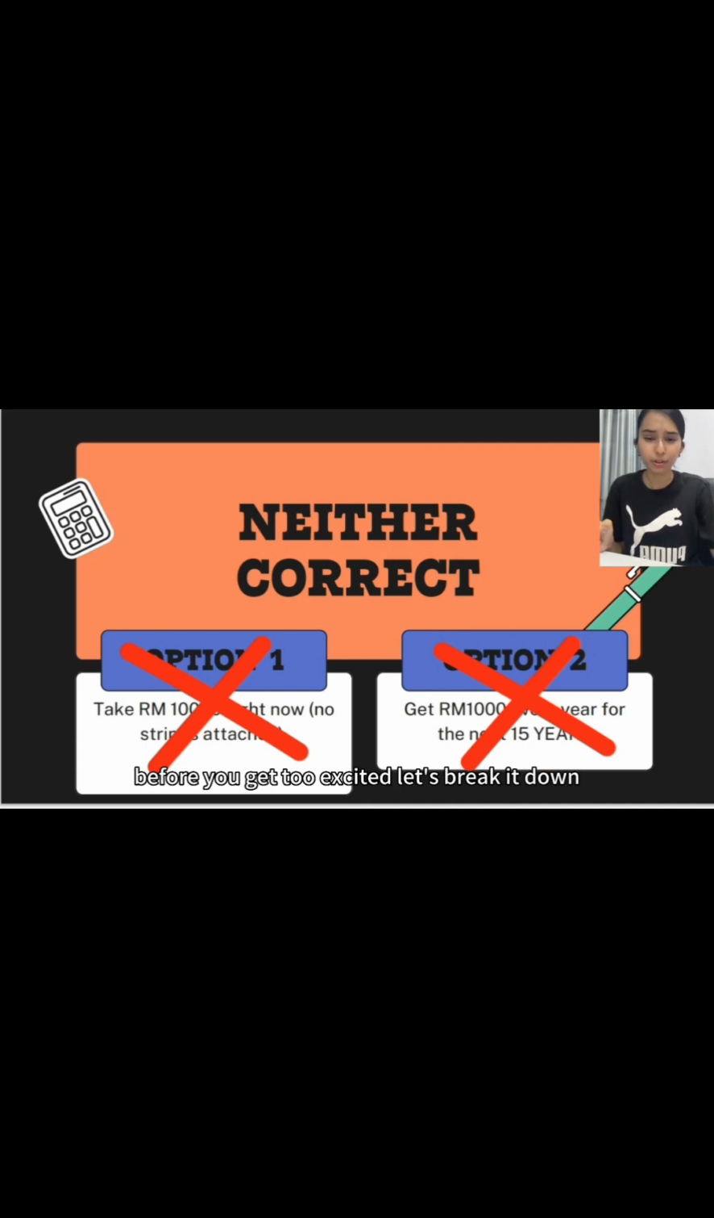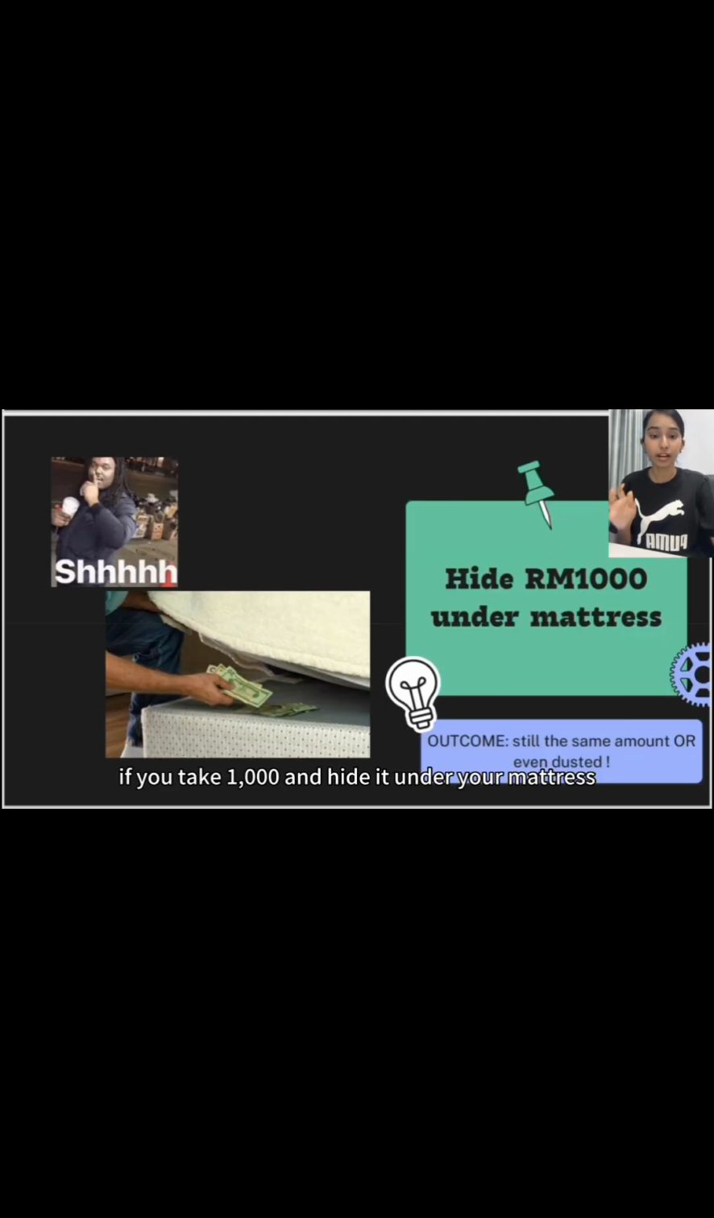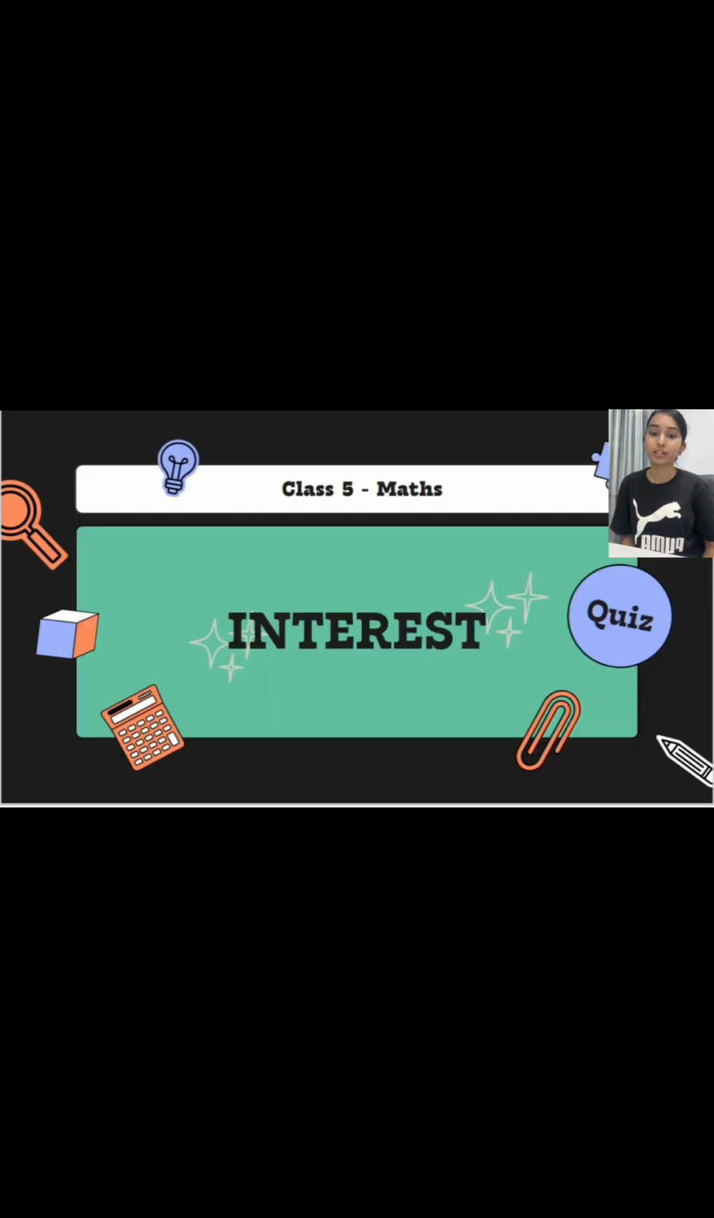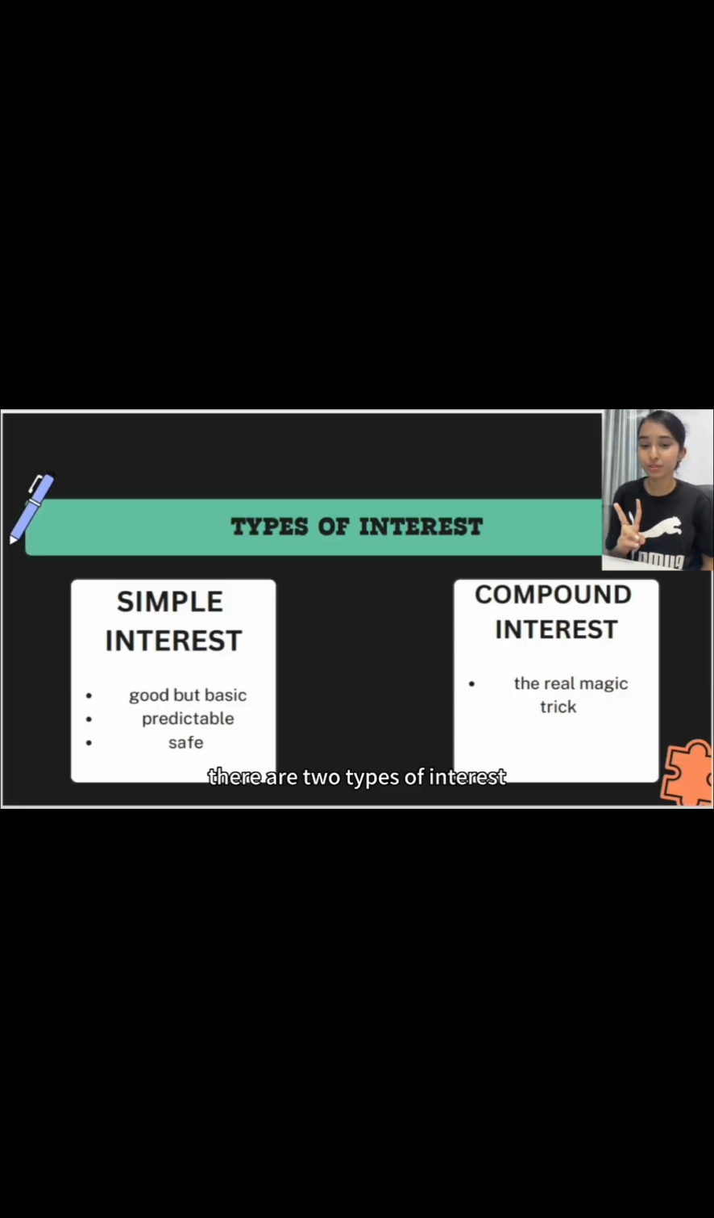But before you get too excited, let's break it down. If you take 1000 and hide it under your mattress, guess what? In 10 years, it's still 1000 and probably covered in dust. But if you put it in the right place, it could grow, multiply and even double. This is where interest comes in. But wait, there are two types of interest. Simple interest, good but kind of basic, and compound interest, the real magic trick.